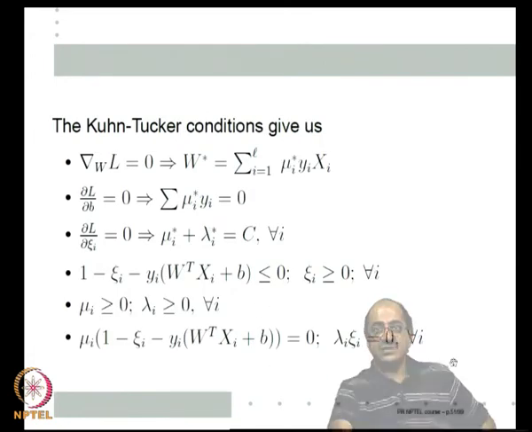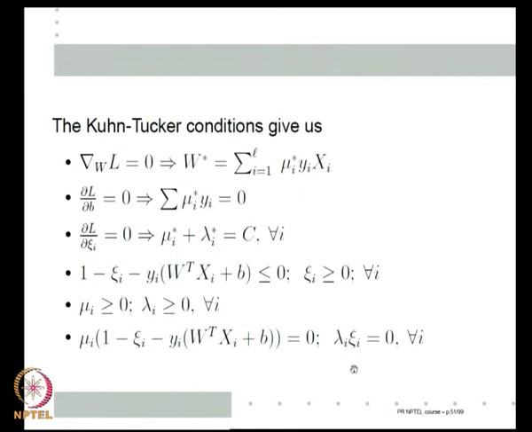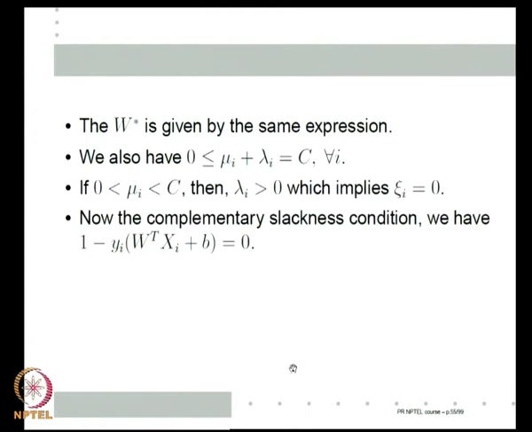then lambda is greater than 0. So, Ji is equal to 0, and mu I is greater than 0. So, this term is equal to 0. In this term, I know Ji is equal to 0. I get 1 minus Y into W transpose Xi plus B is equal to 0. So, now the complementary slackness conditions give you 1 minus Y into W transpose X plus B is equal to 0. Earlier, for any mu I greater than 0 this is true. Now, for all mu I which are strictly between 0 and C this is true.